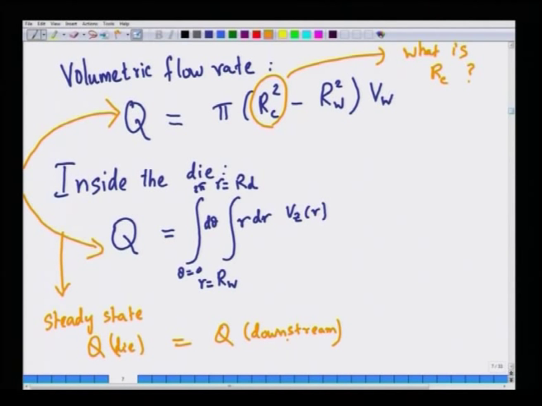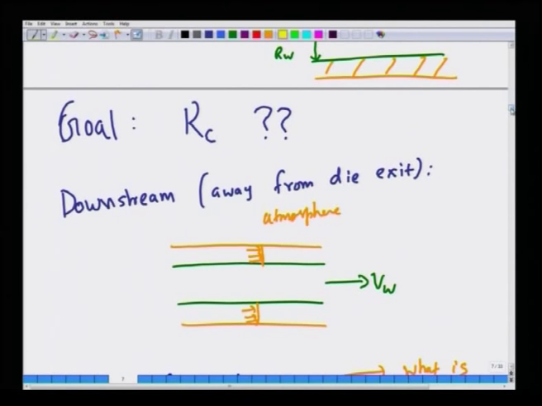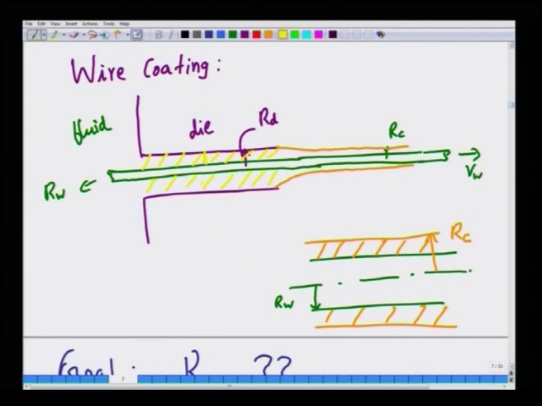So, by equating these two, we can find an expression, the answer for what is the coated radius. But in order to do that, we should know what is the velocity distribution in the gap of the die. So, what is the velocity distribution here?